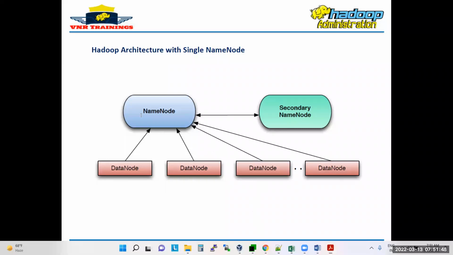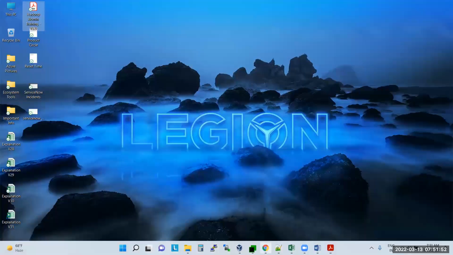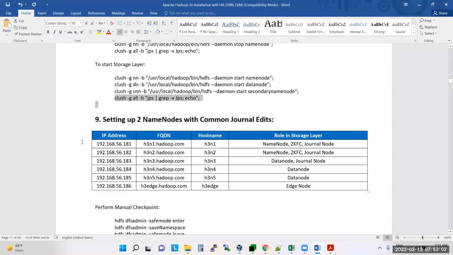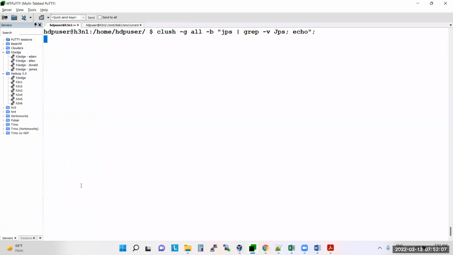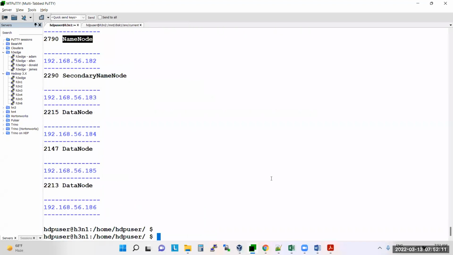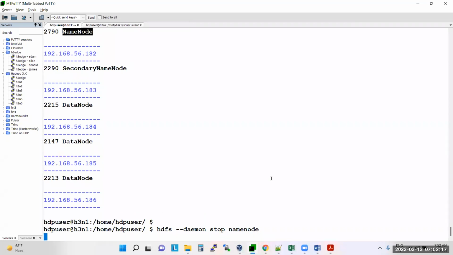So now what I will do, let's see the jps command output. Here the name node is running, right? Name node is running on the 181 machine. Secondary name node, data node, everything is running. Now I will go to 181 and stop the name node service. hdfs --daemon stop namenode. I stopped the name node.